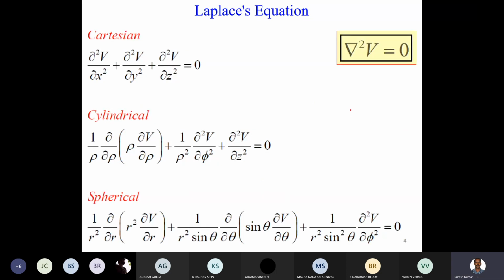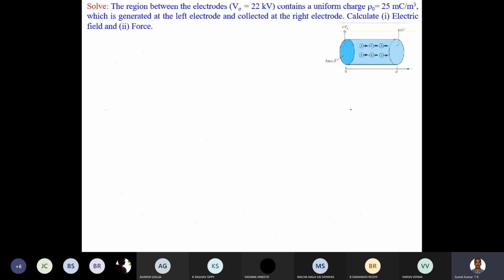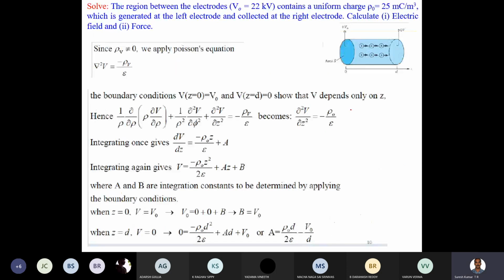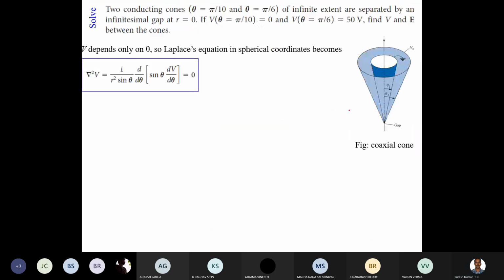Last class we discussed two examples. This class we will take one more example, where potential at some boundaries will be given, and from that we will calculate the potential throughout the region and electric field throughout the region. Let us take this example.